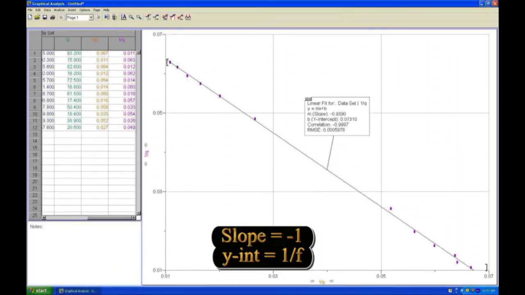Here is our plot of 1 over q versus 1 over p with a linear fit. The inverse of the y-intercept should be compared with the focal length of the lens.